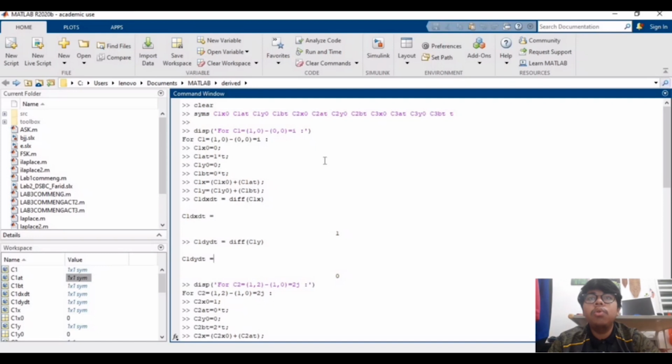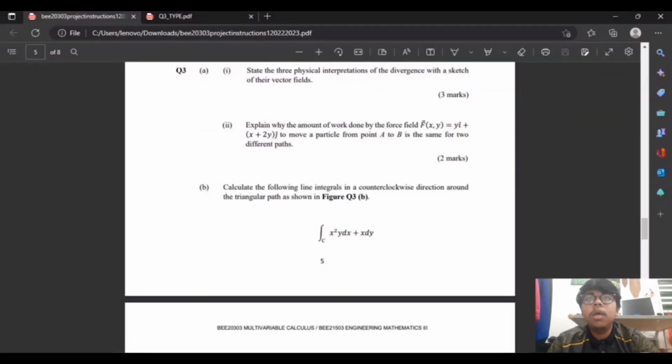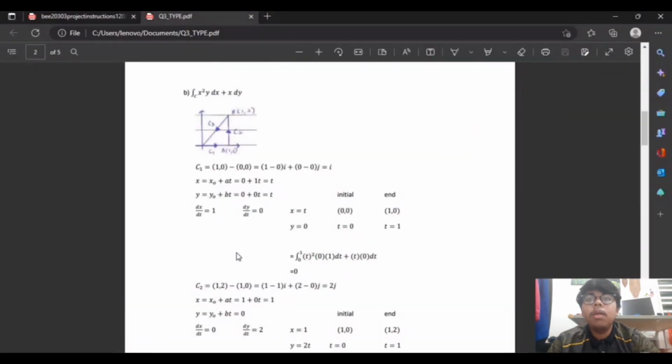How are we going to do it? I'll show you. First we need to display C1, where the coordinate is 1, 0 minus 0, 0, and we will get the i. So this is the coding, and the dx/dt is 1, and the dy/dt for C1 is 0. It is the same answer that I get in the manual calculation.